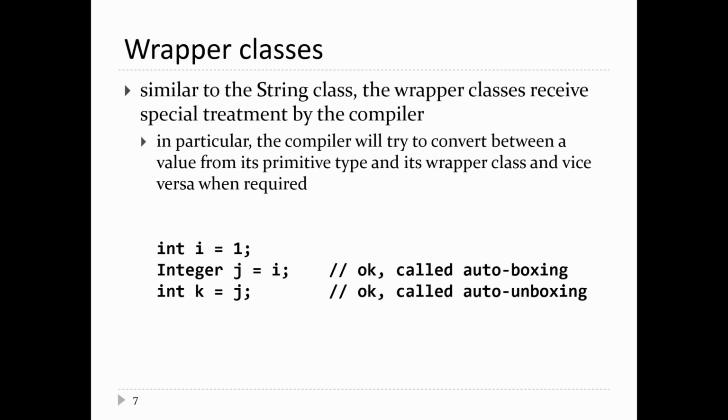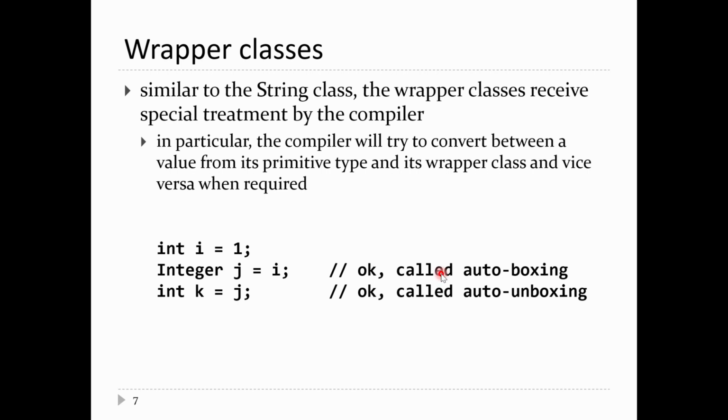So the wrapper classes get some special treatment from the compiler. In particular, you can usually, or almost always, when you are using a wrapper type, convert it to its corresponding primitive type and vice versa. So for example, here I have an int i, and I set the value of i to 1. On the next line, I make an Integer object called j, and I set its value equal to i. i is an int. So this is very unusual. You can't normally assign a primitive value to a reference type in Java. But the compiler lets you do this here.